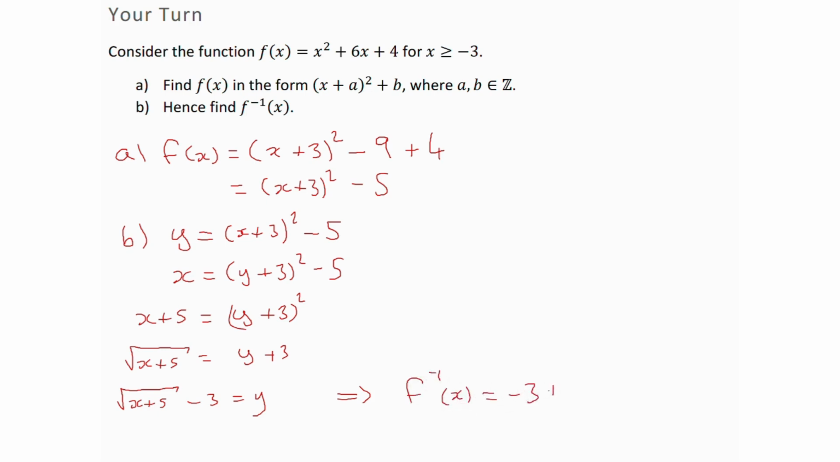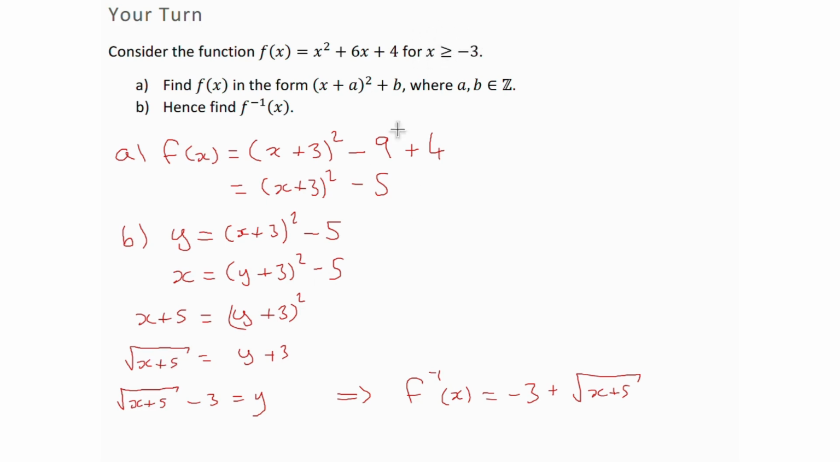I'm going to write it as minus 3 plus the square root of x plus 5, just to make it very clear that the minus 3 is not within the square root. And notice that it's not plus or minus the square root here when we did the square rooting part. It's not plus or minus the square root because of this restricted domain.